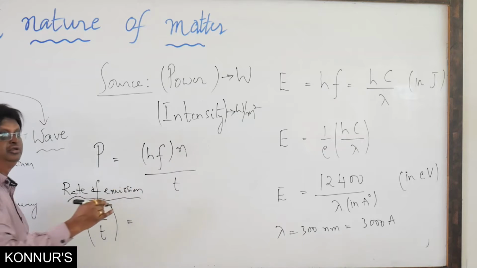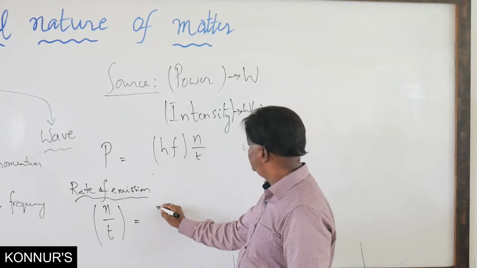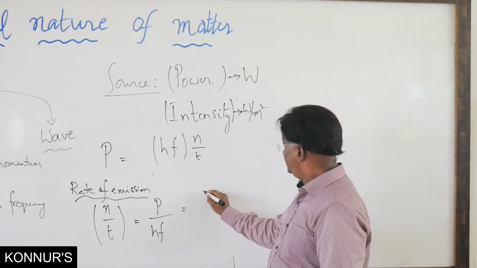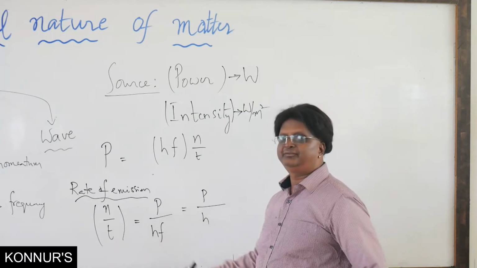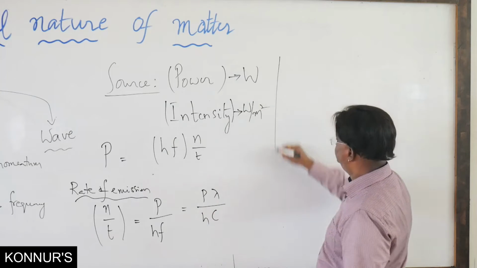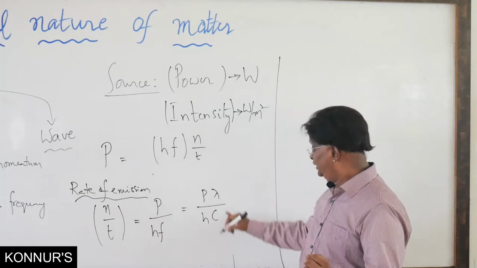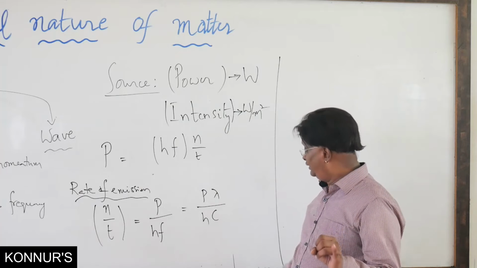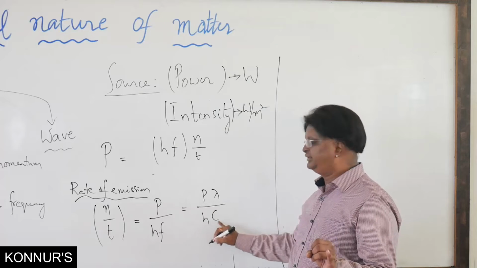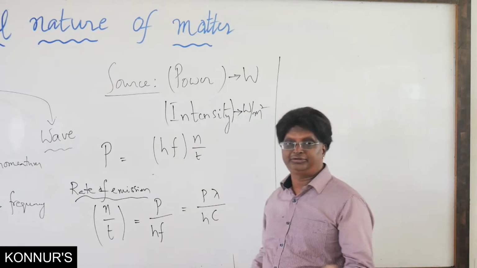Keywords: rate of emission of photons by a given source. Rate of emission n by t, you will have it as P by hf. So that is P by h, and this f equal to c by lambda, right? P lambda upon hc is the rate of emission. Important expression. Here once again, n by t, one term, rate of emission. Lambda is one term, the wavelength, and P for the power of the source. Of course, h and c both happen to be universal constants. Three terms, two terms are given and the third term is asked.